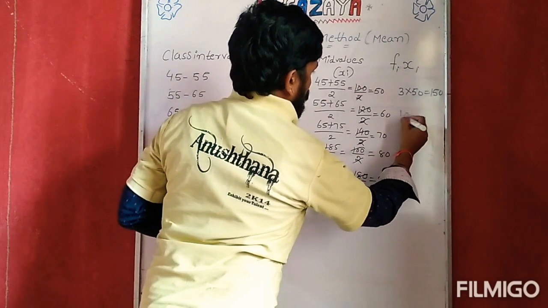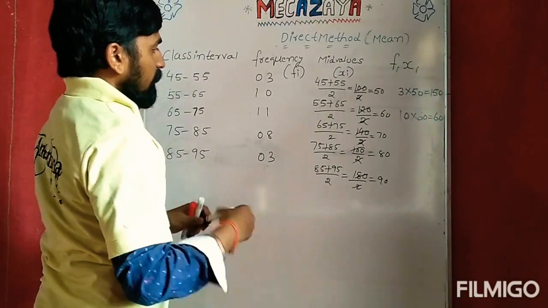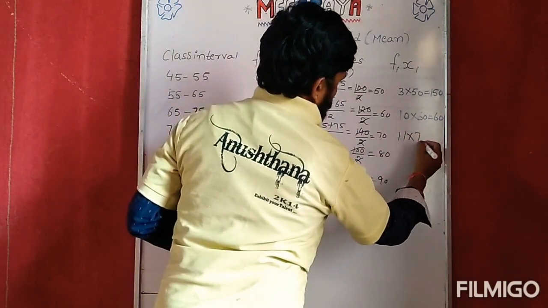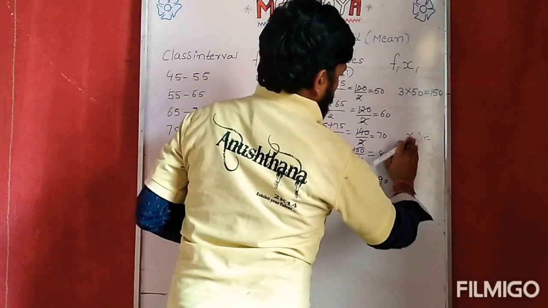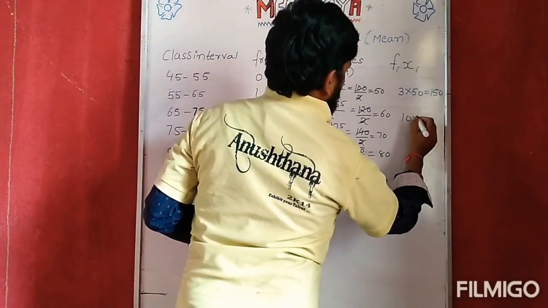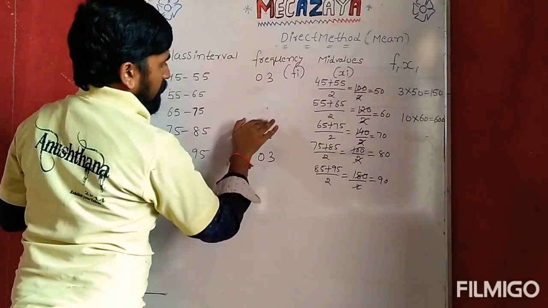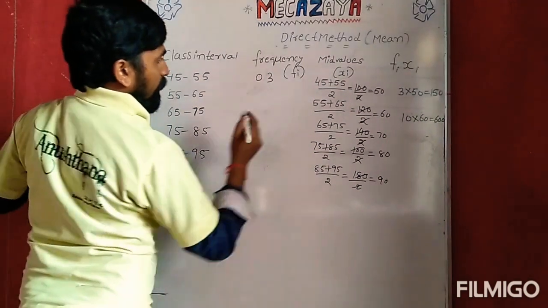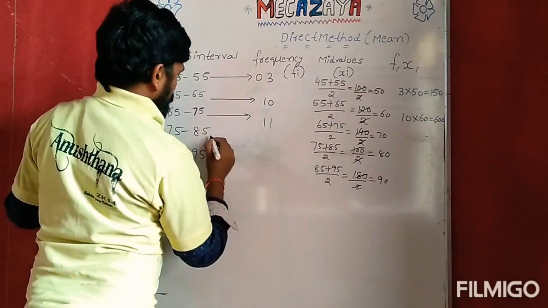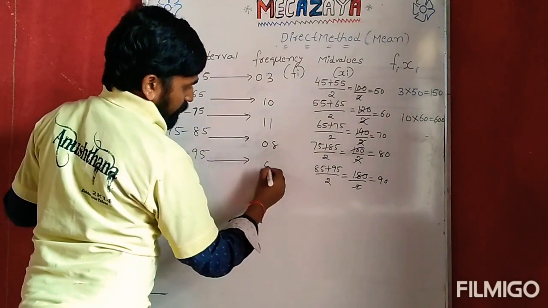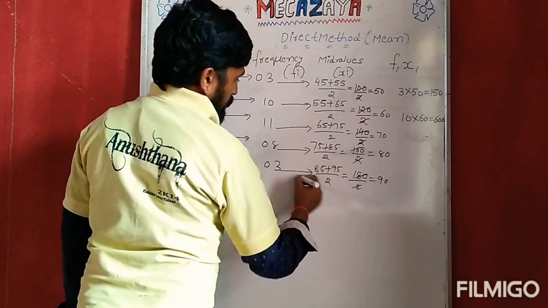Next, 10 into 60 is 600. Write the observations clearly according to this: for this it will be 3, for this 10, for this 11, for this 8, and for this 3. Same observation for each of these.